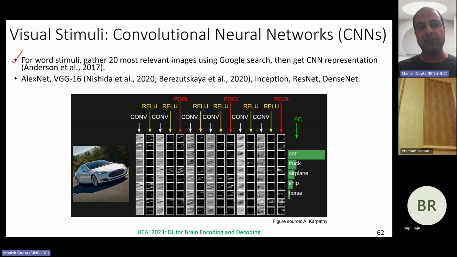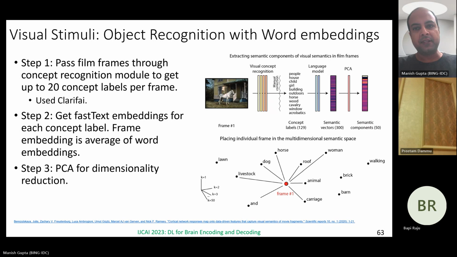One way of doing this for sentences is to come up with a word embedding representation for every word in the sentence, and then run a one-dimensional filter. But the other way to get a good visual representation for a word is to take the word, gather the most relevant images using a search engine, and then compute CNN representations on top of those images. That gives you a visual, or CNN-based, representation for the word car, for example. People have experimented with various kinds of models: AlexNet, VGGNet, Inception, ResNet, DenseNet, and so on.